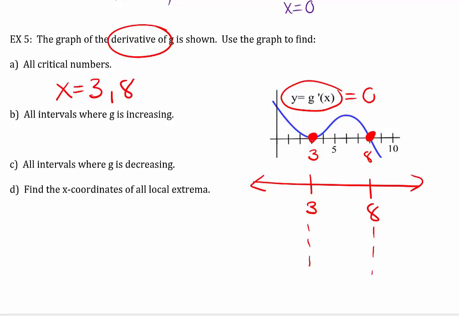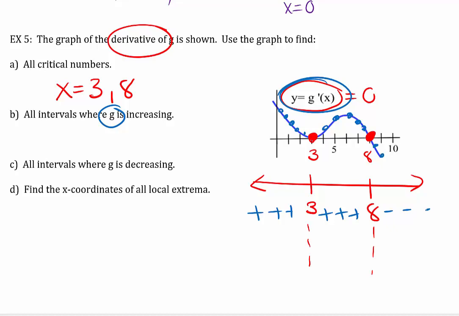Now I'm going to pull this information into my table with my number line just to help me visualize what's happening. Where is the function increasing? They are asking us about the original function. We are not given its graph. We're given the graph of the derivative. Based on this graph, I can see that the derivative has positive y values, is above the x-axis, up to 3. Then it has positive values again from 3 to 8. After 8, it has negative y values.